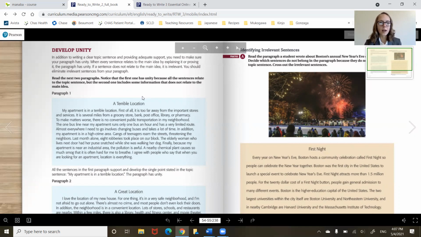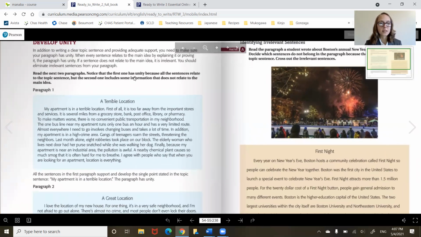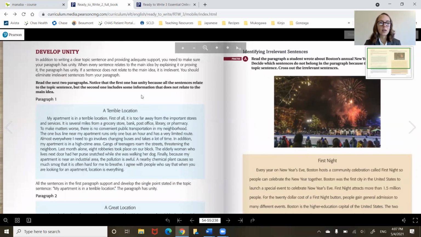So in addition to writing a clear topic sentence and providing adequate support, you need to make sure your paragraph has unity. When every sentence relates to the main idea by explaining it or proving it, the paragraph has unity. If a sentence does not relate to the main idea, it is irrelevant. So that means that it is not connected, it's not related. You should eliminate irrelevant sentences from your paragraph.